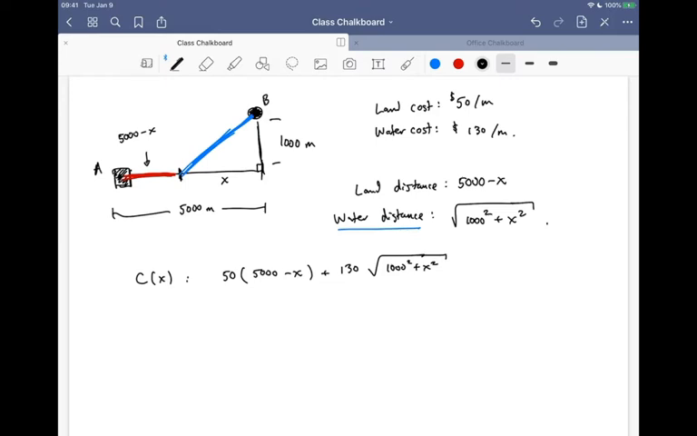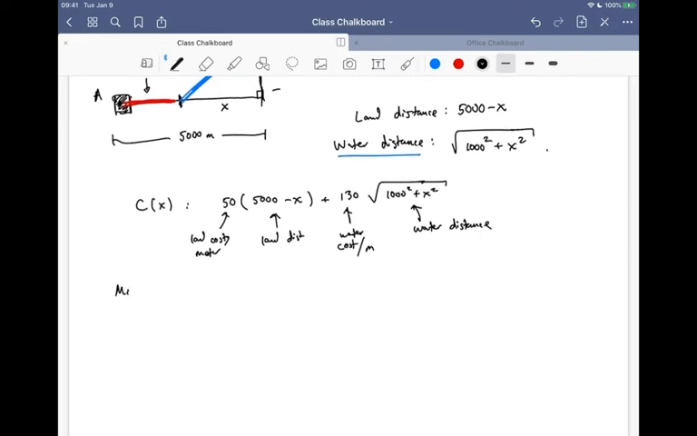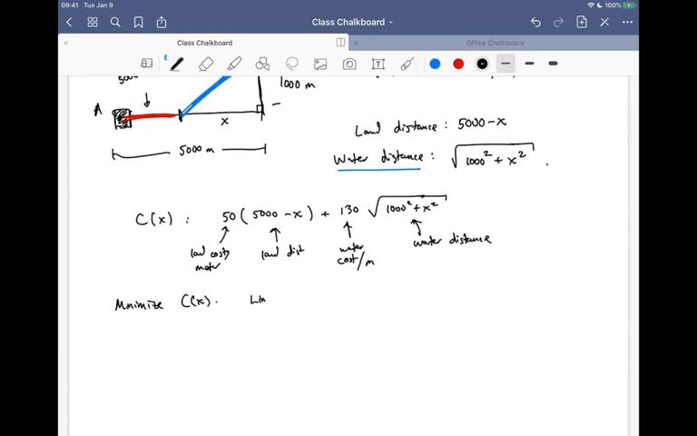Okay, so let's just label this. This is land cost per meter. This is water cost per meter. This is land distance, and this is the water. Okay, and then the thing that we want to deal with is the sum, the total cost of this whole operation, and so it's just those two things added together. And so what we want to do is to minimize C of X. Okay, now let's think about what X can be here before we get going.